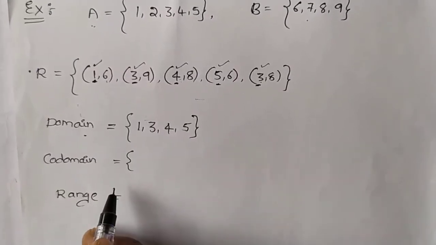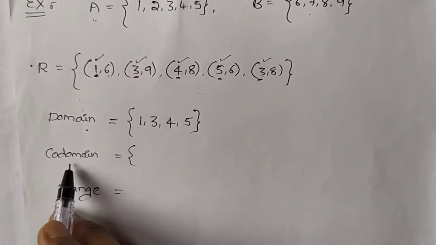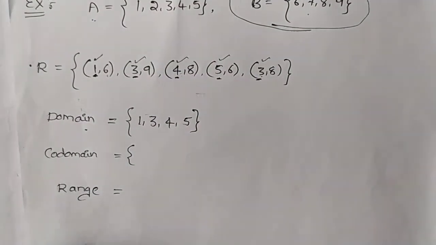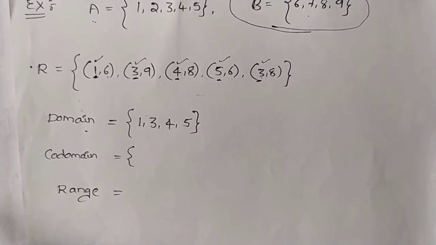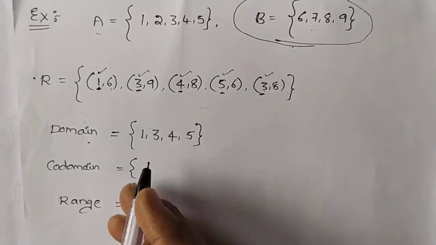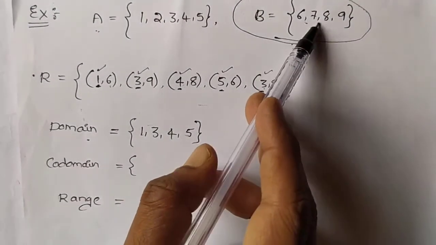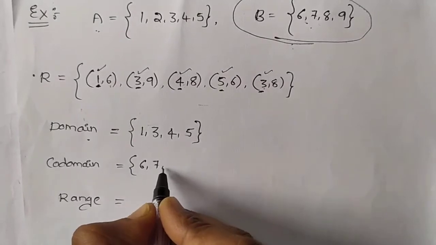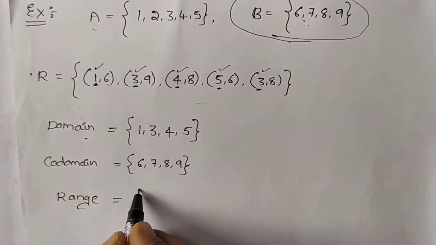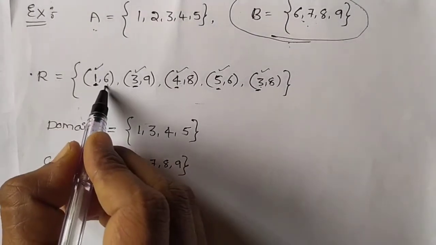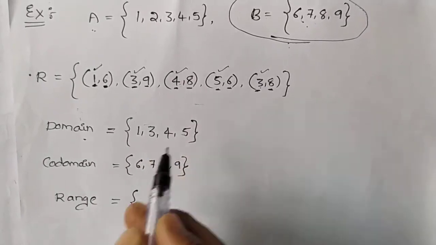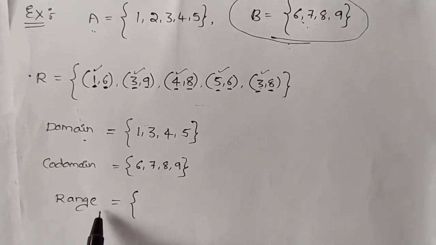Codomain is what? You just see the definition of codomain. The whole set B is called the codomain of the relation R. Yes, 6, 7, 8, 9. It is the codomain of relation R. Range is what? The set of all the second elements of the ordered pairs in a relation R is called range.